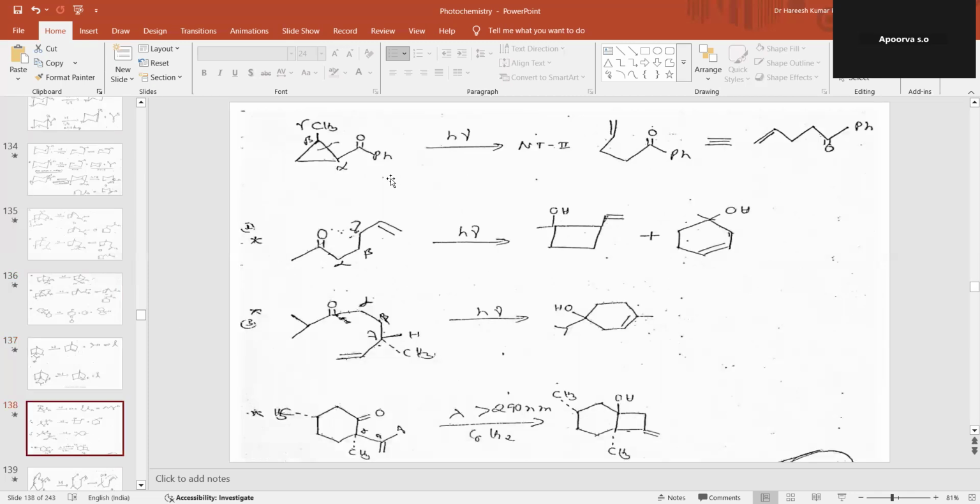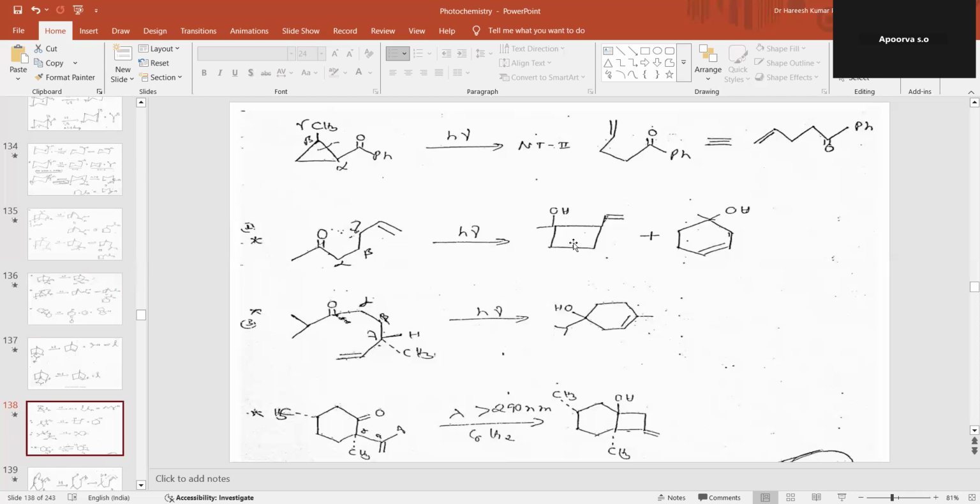In this slide, a cyclopropyl group, more particularly a carbonyl carbon, alpha position, beta position, and gamma position. So gamma position hydrogen abstraction. On irradiation, it will give you the Norrish type II reactions. What are the Norrish type II reaction products? In ketone and alkene are the products. And you can observe that this is alpha, beta, gamma.